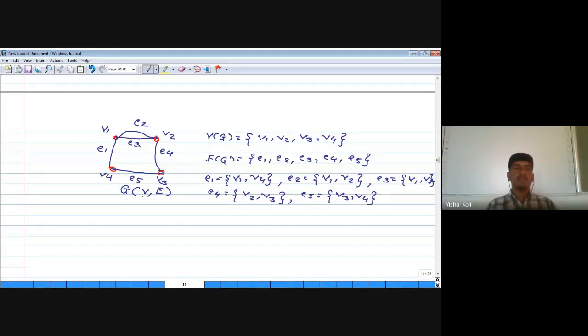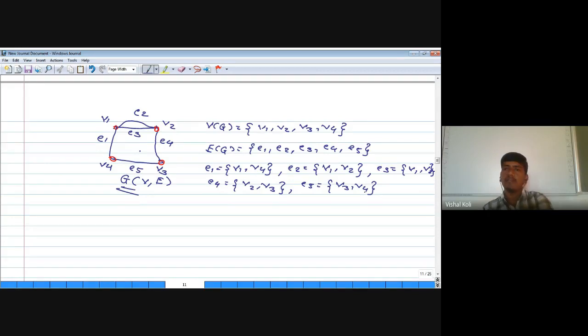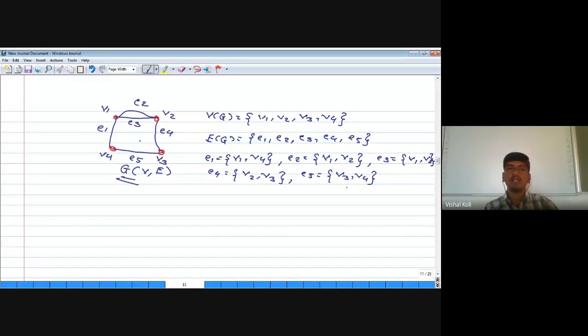So this will be the graph G which contains four vertices and five edges. The vertex set of graph G is nothing but v1, v2, v3, v4, and the edge set of graph G is e1, e2, e3, e4 and e5, where edge e1 is incident on two vertices v1, v4, e2 is an edge which is incident on two vertices again v1, v2, and continuing, e5 is an edge which is incident on two vertices v3 and v4. Therefore, in this way we can draw a graph.